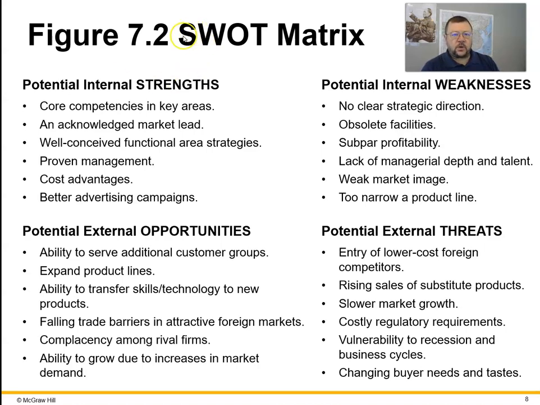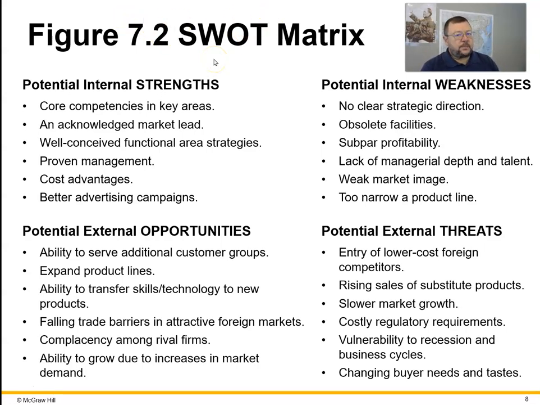So, for example, a strength is a good thing, a positive, internal. A weakness is a potential bad thing, but internal. An opportunity is a potential good thing, external, and a threat is a potential bad thing, external. A threat is something out there that could come and get us. So with that background, let's go through this.